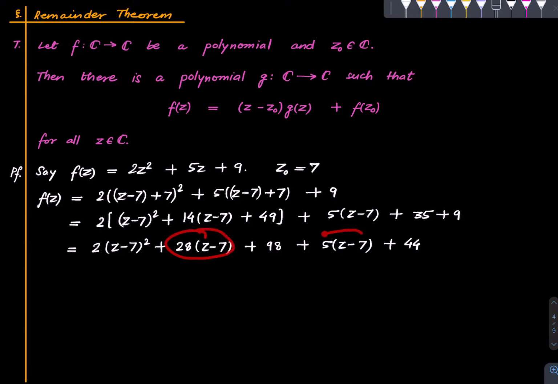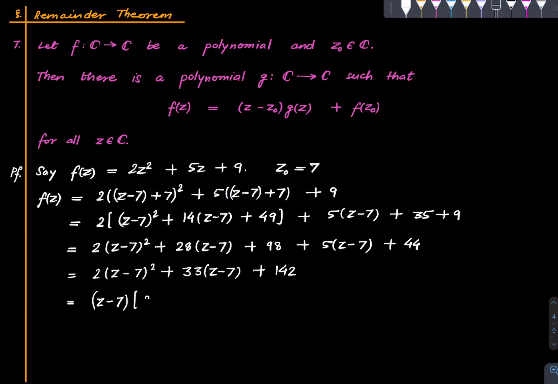And we can add these two things, so we get 2(z − 7)² + (28 + 5 = 33)(z − 7) + 98 + 44. 98 plus 44 is what? It's 142. Right, and here we can take z − 7 as common, and in the bracket we get something, plus 142, and this is g of z.